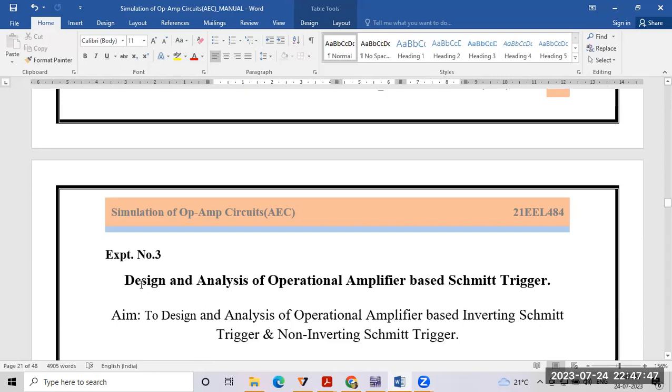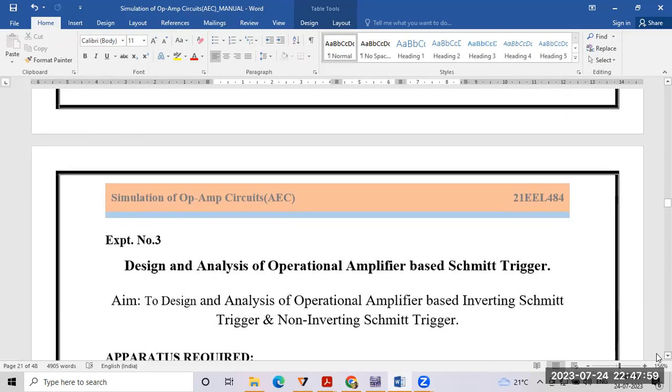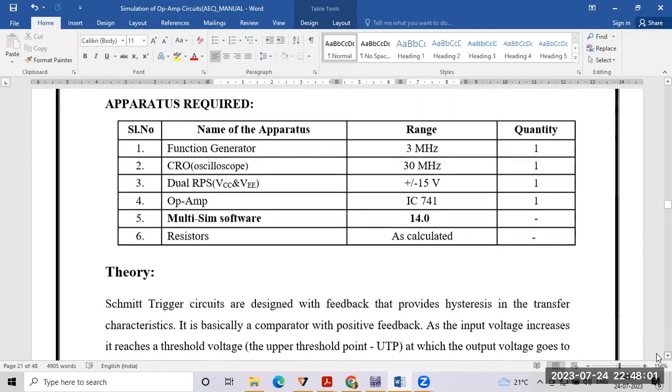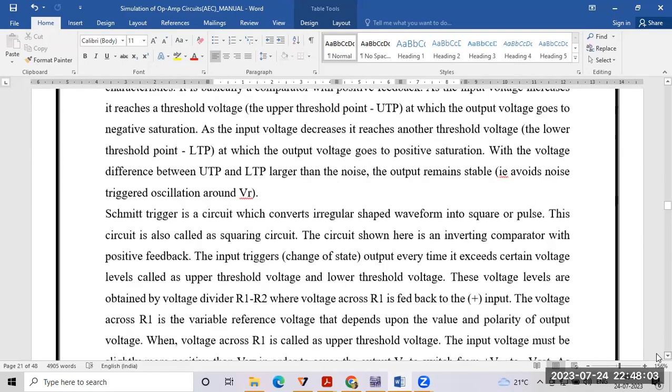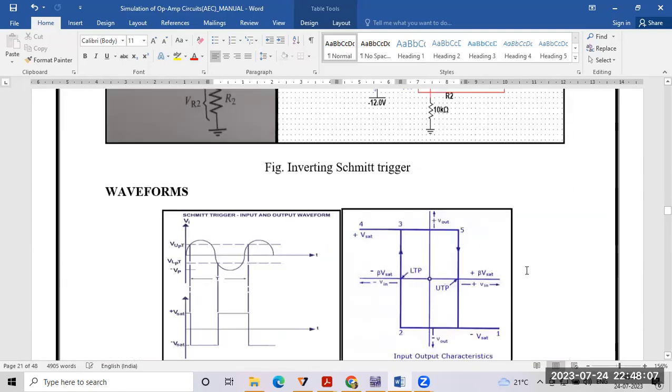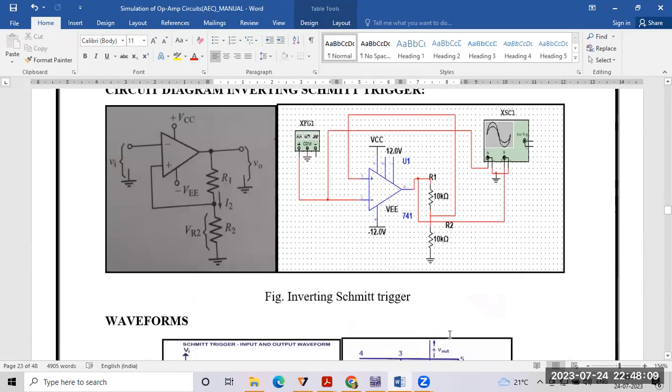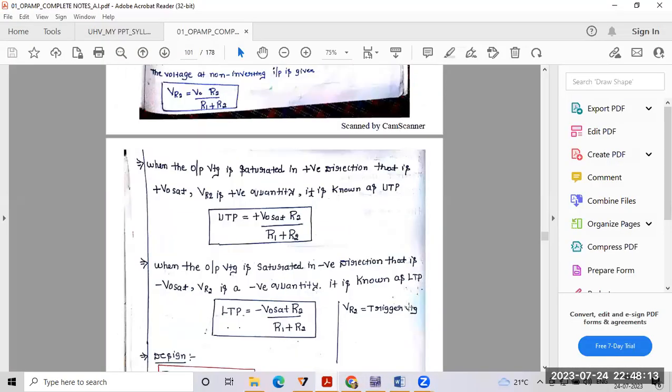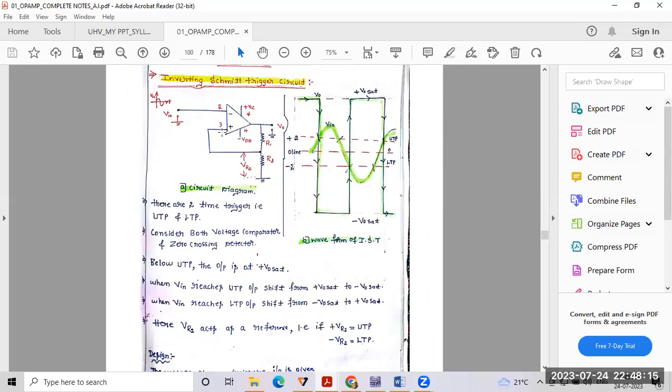In this video, let's discuss the design and analysis of an operational amplifier based Schmitt trigger under both configurations, inverting configuration and non-inverting configuration. Before getting to the actual calculation, I'm going to show you the theoretical concept of how our Schmitt trigger works. Now, this is our Schmitt trigger circuit diagram.